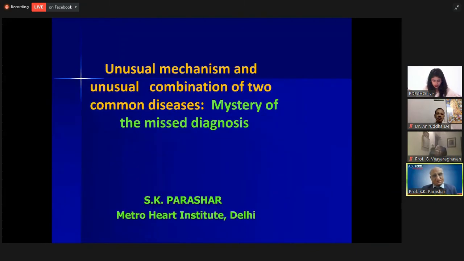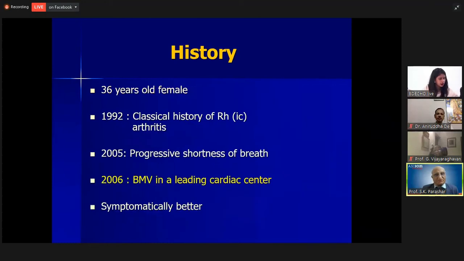Now coming to the main case, a very peculiar title: unusual mechanism and unusual combination of two common diseases, a mystery of the missed diagnosis. Now, this was a 36-year-old female, a classical case of mitral stenosis, who in 2003 had a balloon mitral valvotomy done in a leading cardiac center, and then she felt symptomatically better.